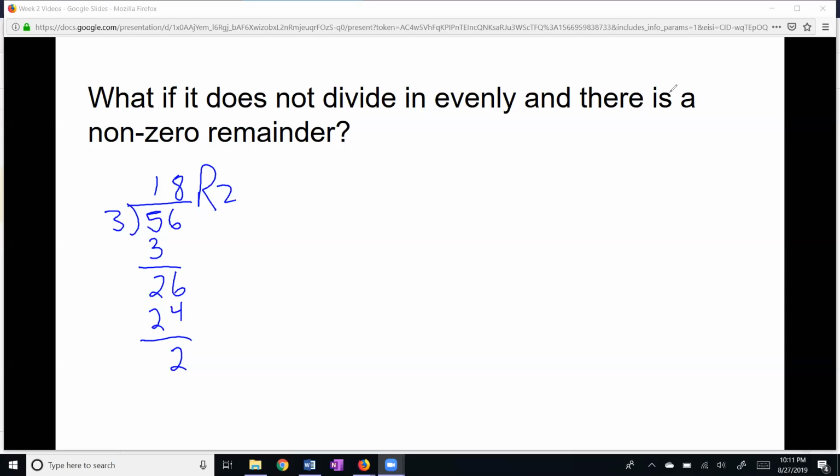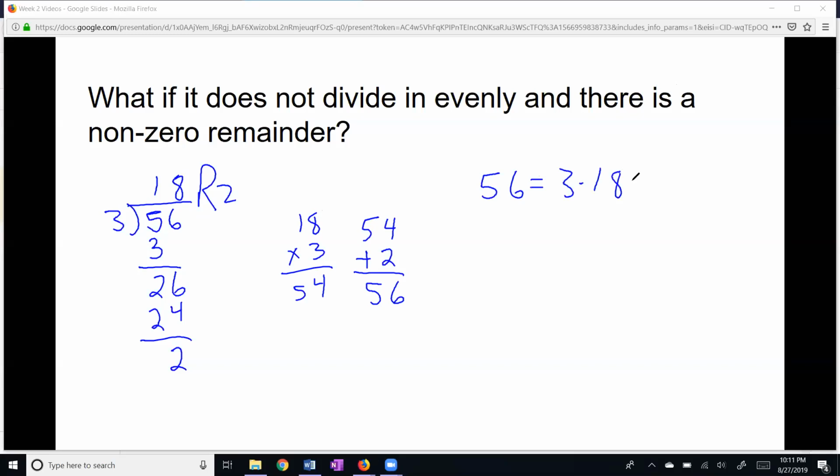How does the check work on this? We take 18 times 3, that gives us 54. And then we take 54 and we add our remainder, and that should give me the dividend, which is 56. Written out, this means that 56 is equal to 3 times 18 plus 2.